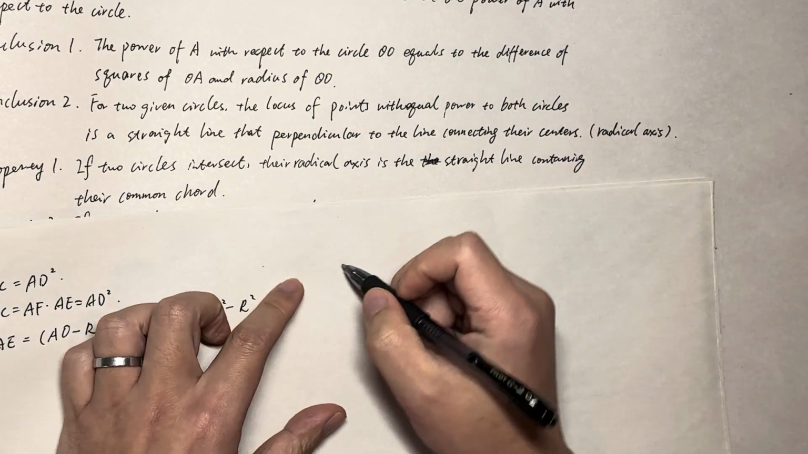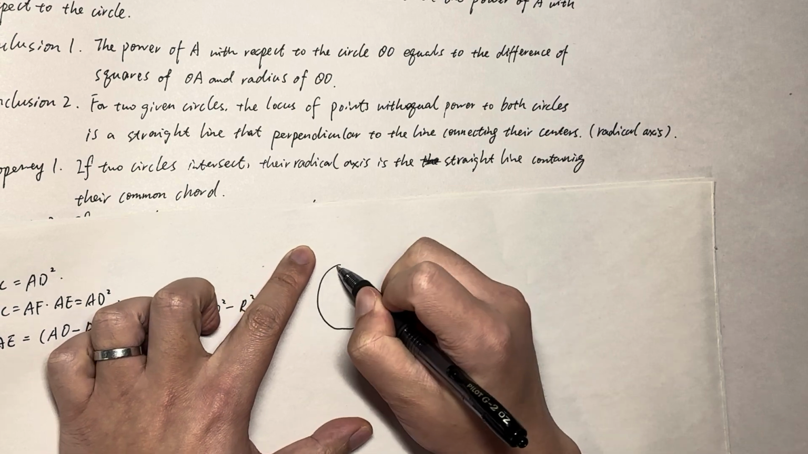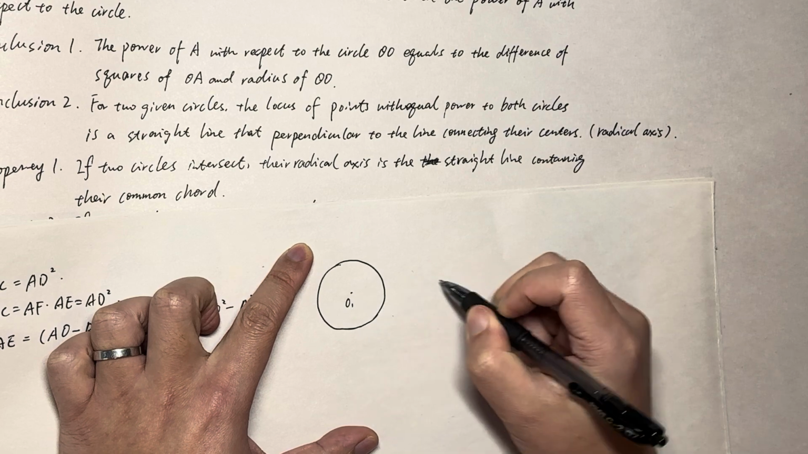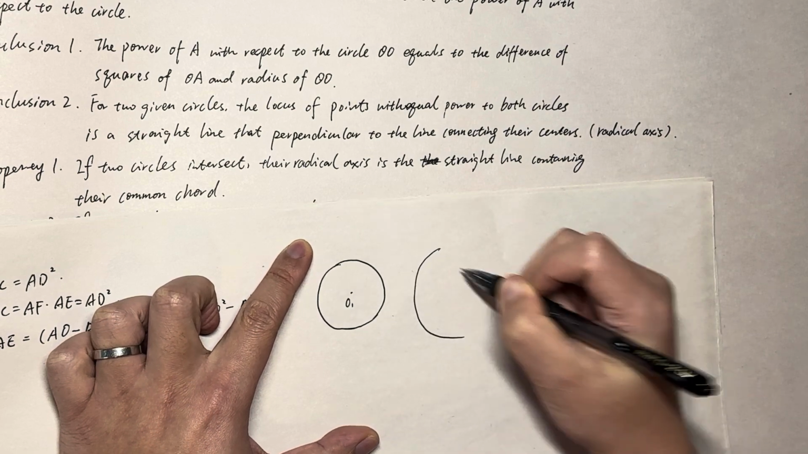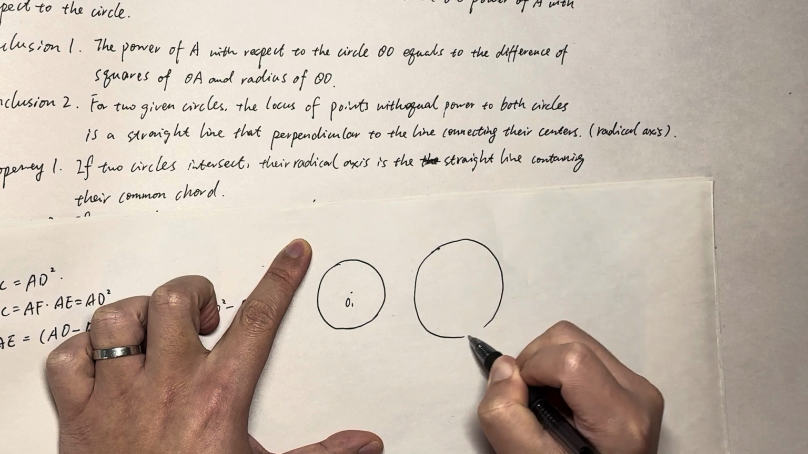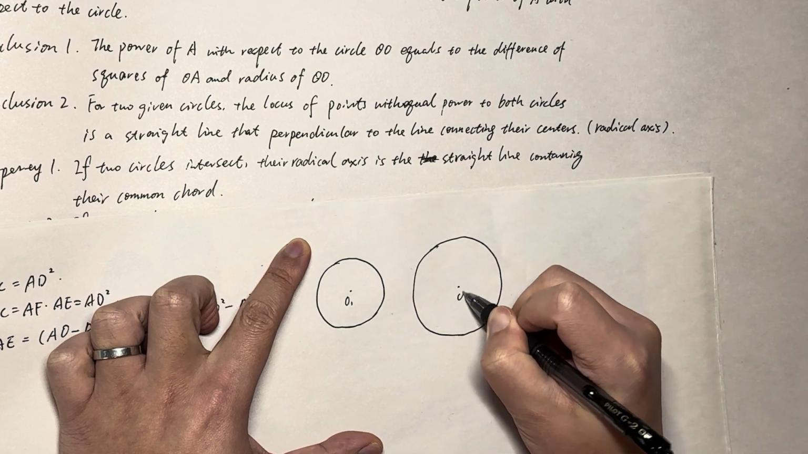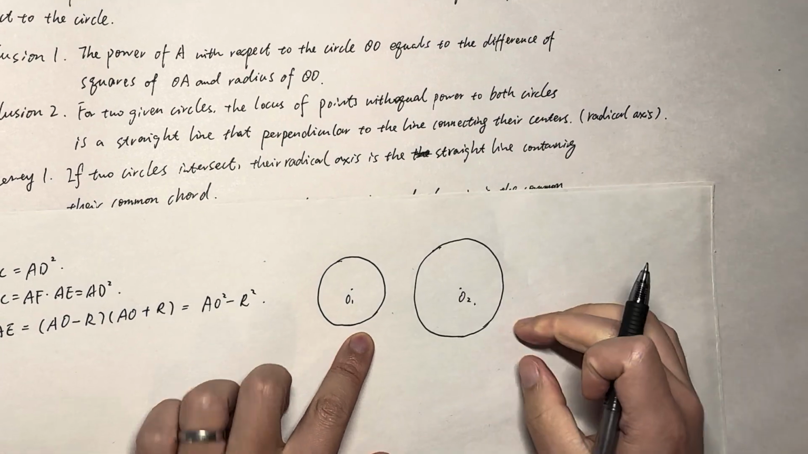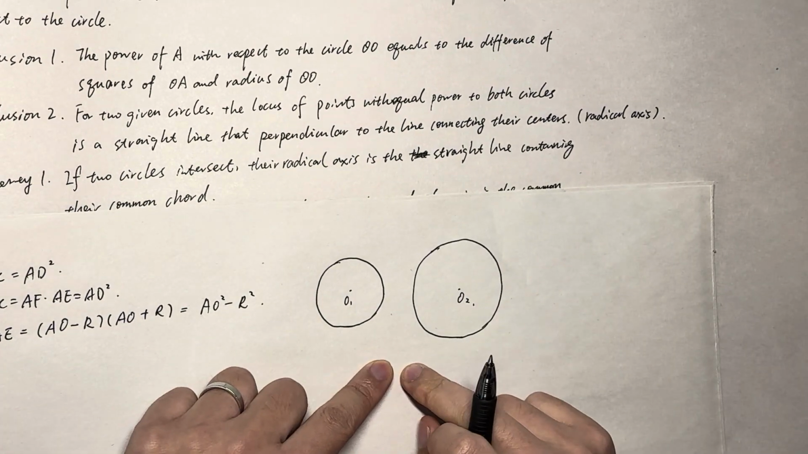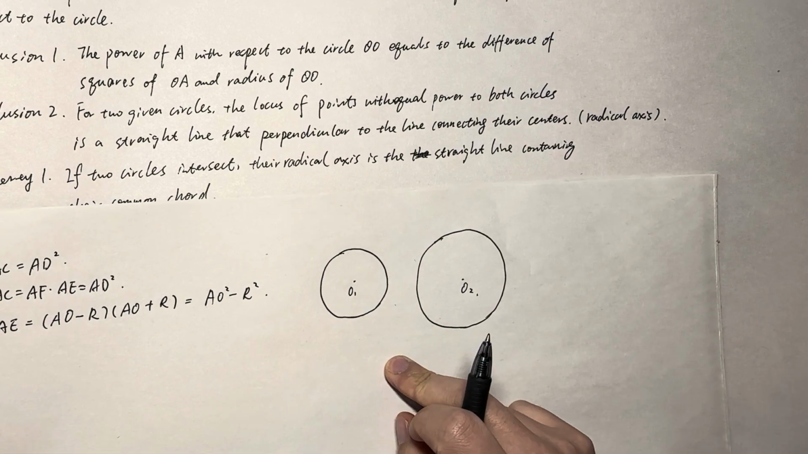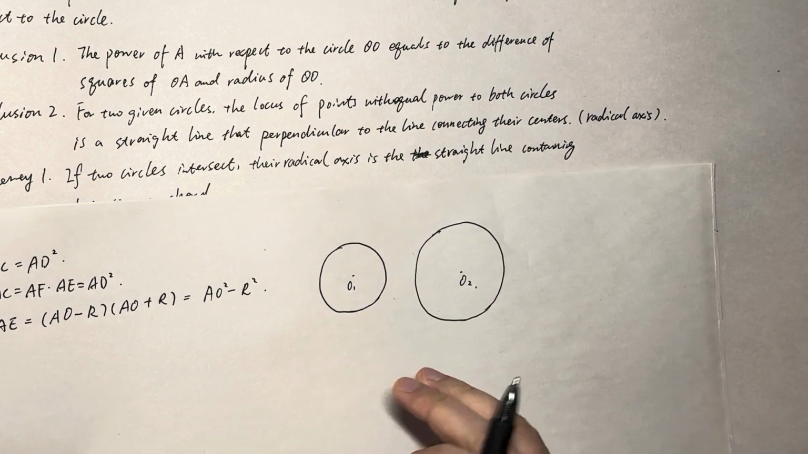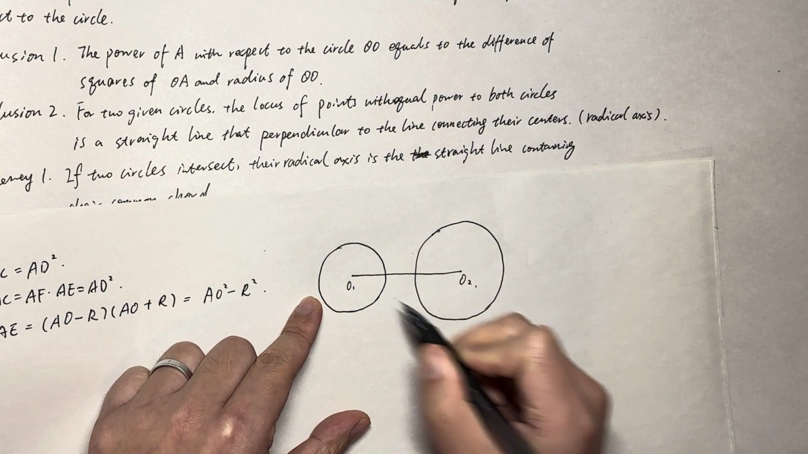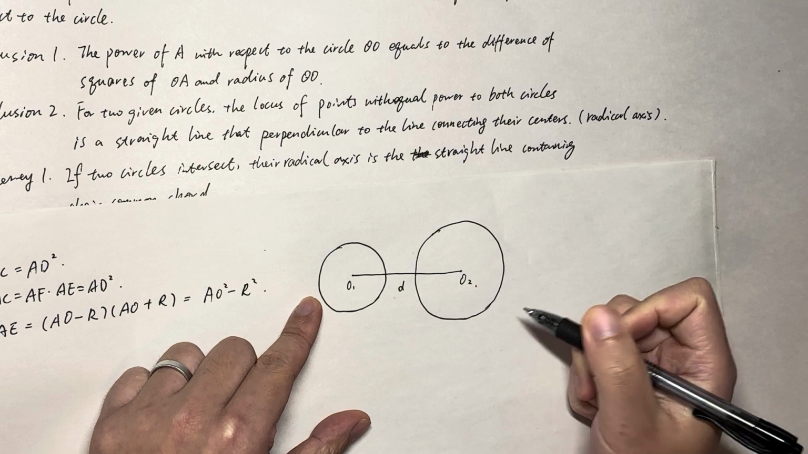So first, we draw two circles. This one we call O1, and we draw another circle here. This one we call O2. Right? It doesn't matter the position of the two circles, whether they intersect, or they are separate, or they're tangent. So let's think about this distance. We call it D.